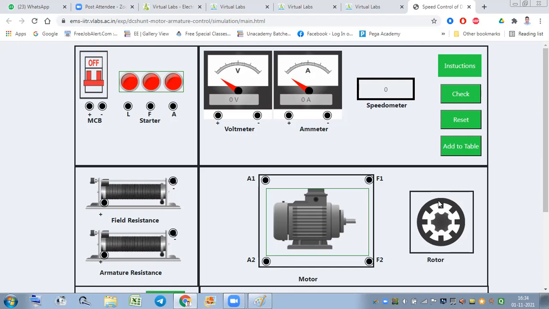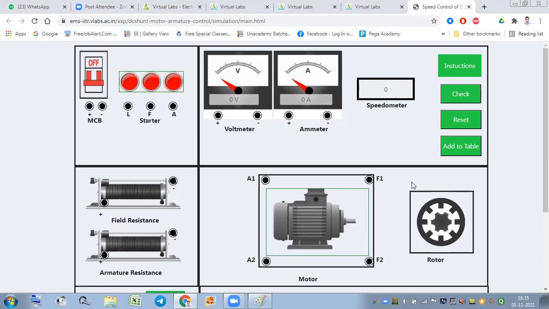a circle. It represents the motor status. If the motor is running, then this circle shows the running condition. If the supply is off, then the motor is in the stop position. Here you can see the motor does not run, and that's why the rotor is in the stop position. Now we understand what is provided in the virtual lab environment.